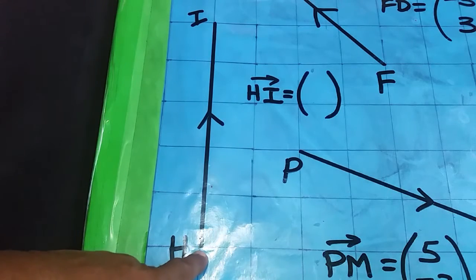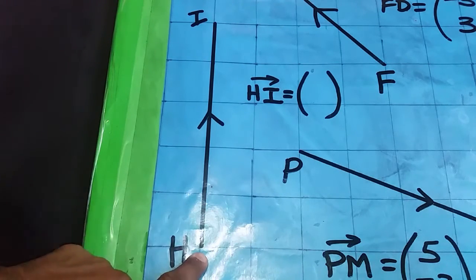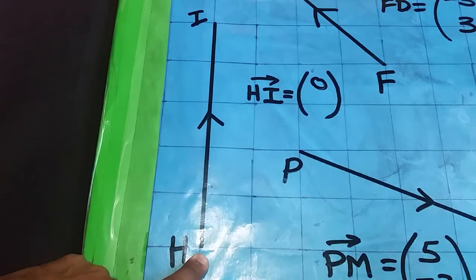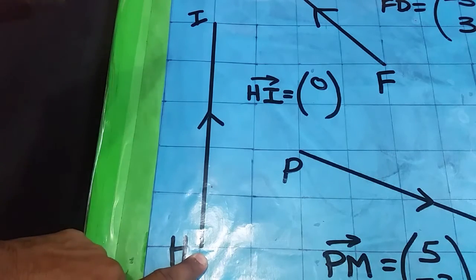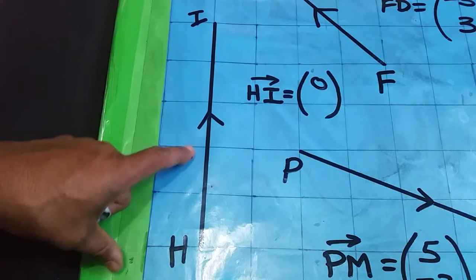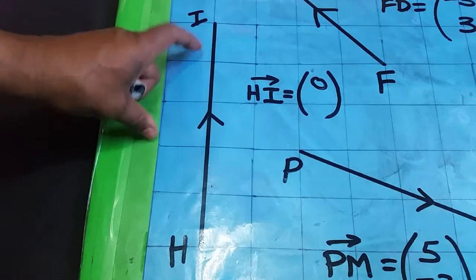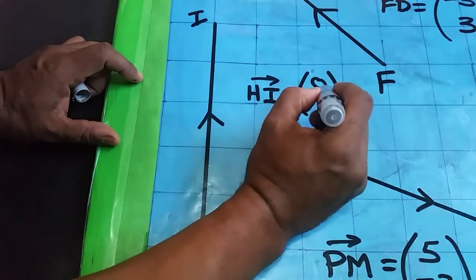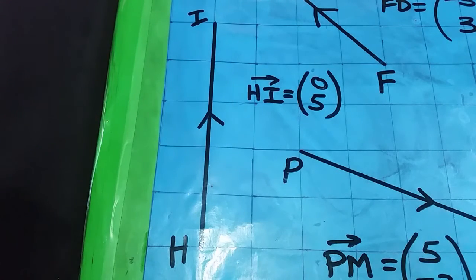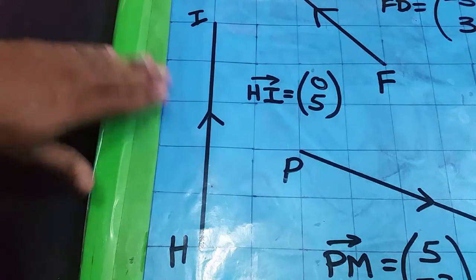I'm going to put my finger at the foot. Is the vector moving right or left? It's neither going right nor left, so that means 0 should come right there. And is the vector going up or down? Clearly the vector is going up. Let's count how many spaces. 1, 2, 3, 4, 5. So that would be +5. So that would be the column vector form of this vector.